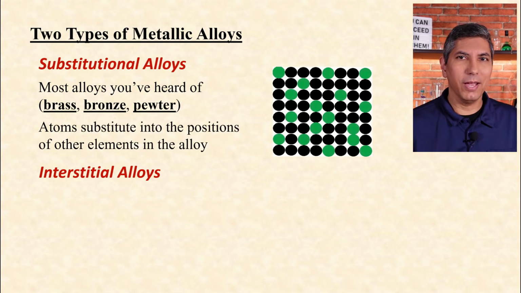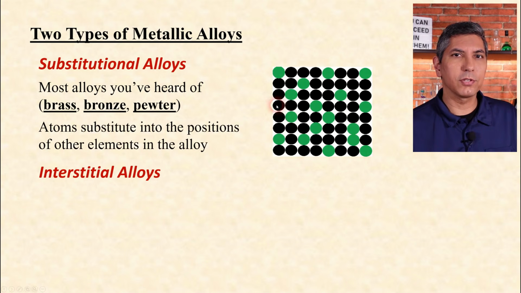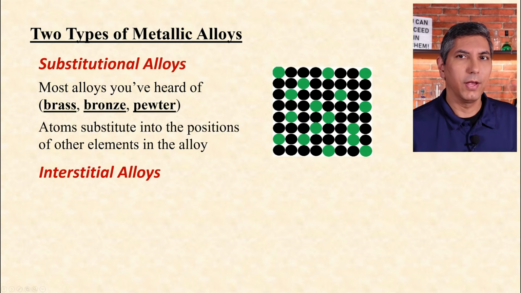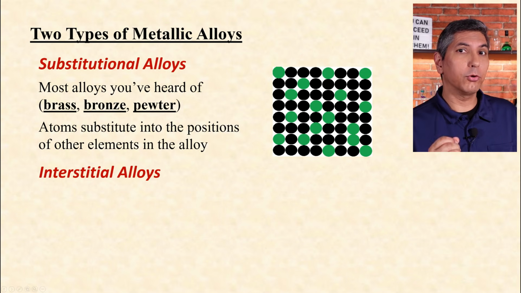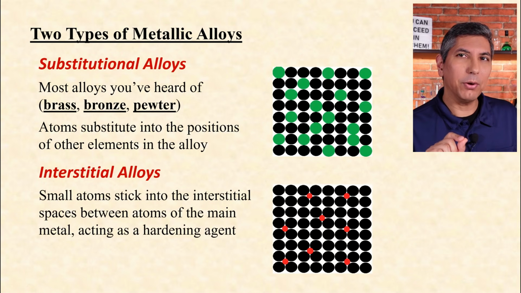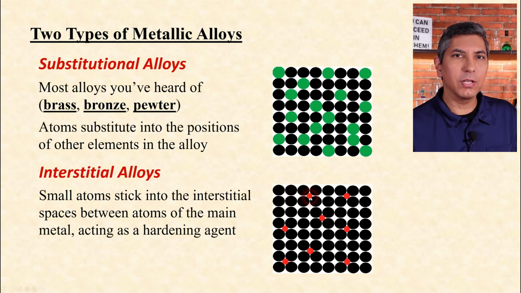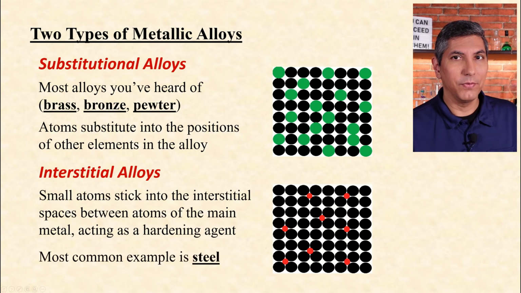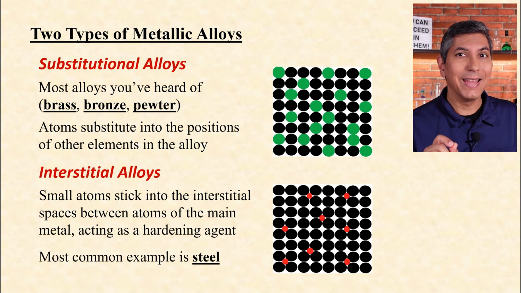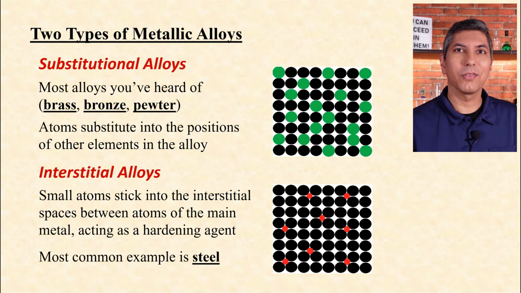In substitutional alloys, atoms of similar sizes substitute into positions of other elements in the alloy. On the other hand, in interstitial alloys, much tinier atoms literally stick themselves into the interstitial spaces between atoms of the main metal. The best example of this is steel, in which tiny atoms of carbon get in between atoms of iron, which happens to be much larger than carbon. Those carbon atoms act as a hardening agent.